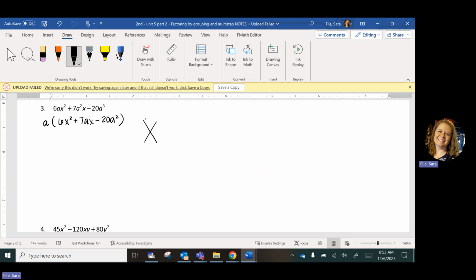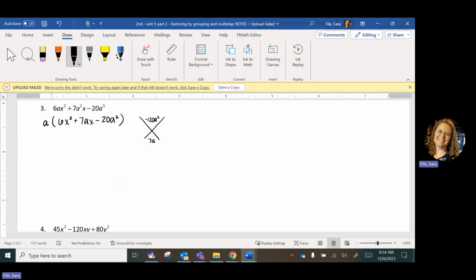So that's going to be negative 120a squared. I probably should have written my x bigger. I'll fix that real fast. There we go. And then my b term is 7a. So then I'm asking myself for factors of negative 120 that add to 7.